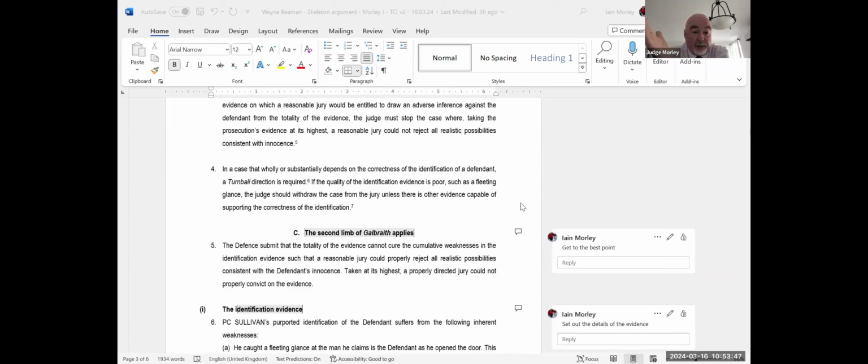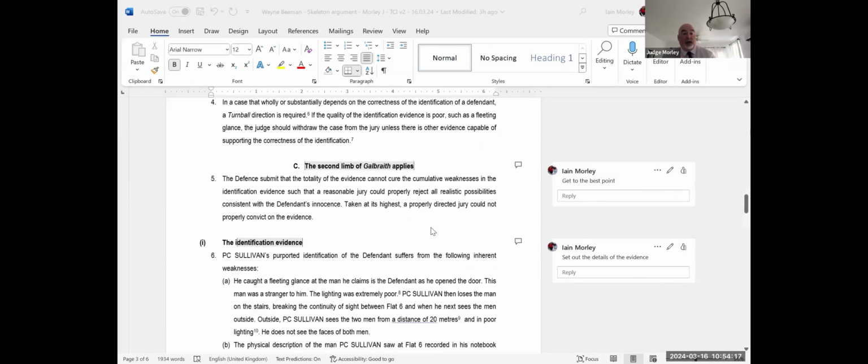All of this nicely referenced. Good stuff. And then it goes on to say, having set out the law, the second limb of Galbraith applies. Defense submit that the totality of the evidence cannot cure the cumulative weaknesses in the identification evidence such that a reasonable jury could properly reject all realistic possibilities consistent with the defendant's innocence. Taken at its highest, a properly directed jury could not properly convict on the evidence.